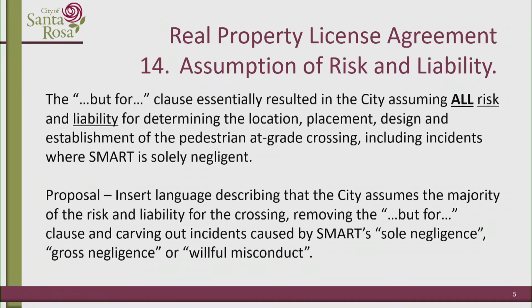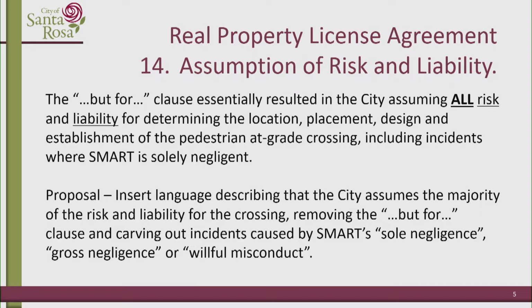So as I said, in section 14, that but-for clause basically said if anything occurred, regardless of whether it was willful negligence or willful misconduct, that SMART could argue that but for the crossing being there at the city's request, this wouldn't have happened, and therefore, the city, you are responsible.